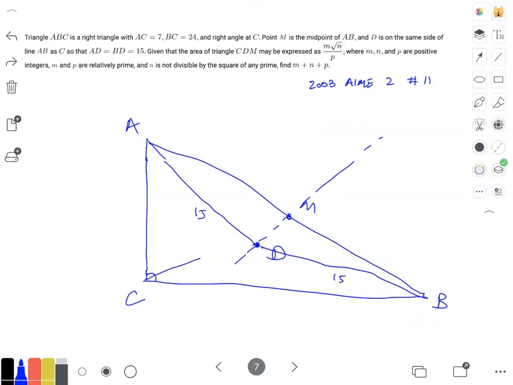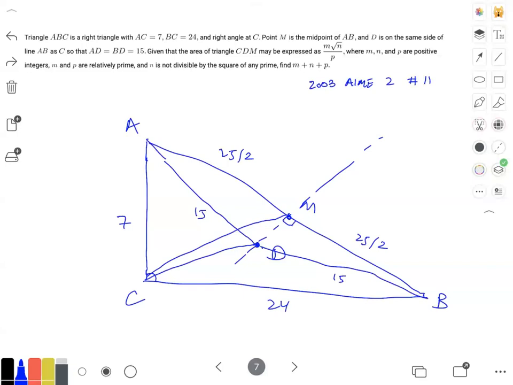I guess we can do it like this. All right. So first, what do we know? We know that this is 7, this is 24. Pythagorean would give AB is equal to 25. So since M is the midpoint, that means BM would be 25 over 2, AM would be 25 over 2. So I can easily find length MD if I wanted to by the Pythagorean theorem, since again it's a perpendicular bisector.